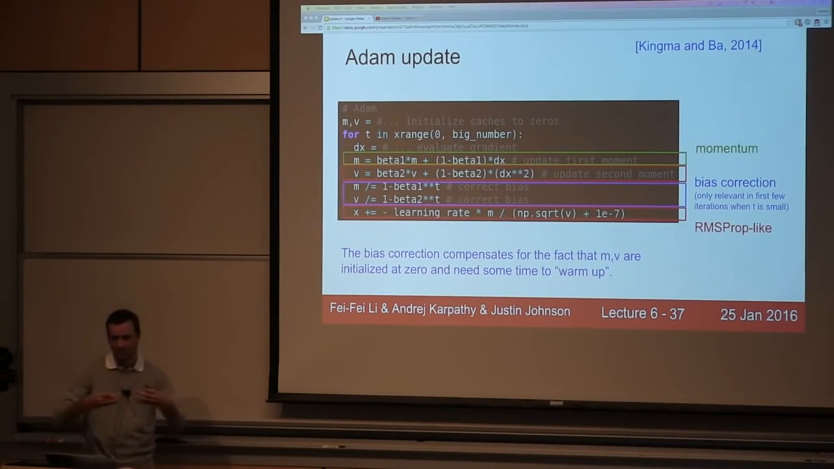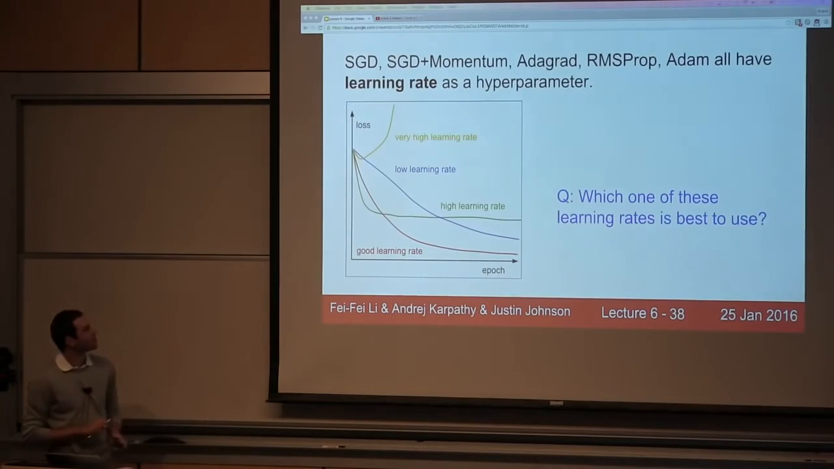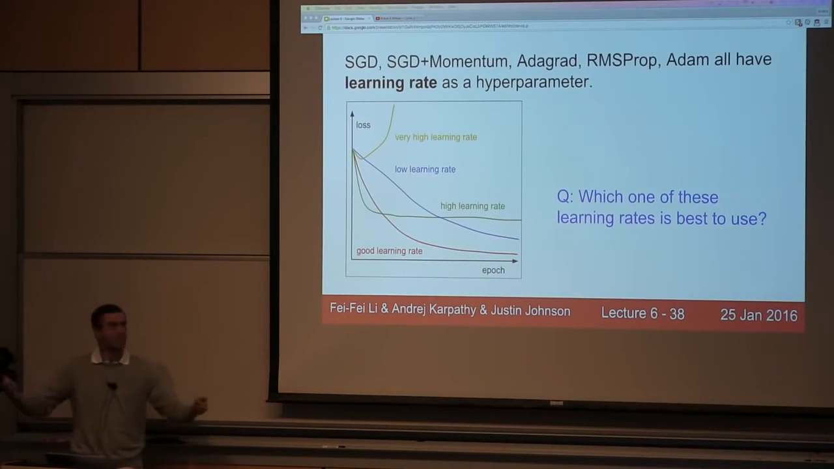And so it's done in the proper way in terms of the statistics of M and V. Okay? I don't want to go too much into that. Okay, so we talked about several different updates, and we saw that all of these updates have this learning rate parameter still there. And so I just wanted to briefly talk about the fact that all of these still require a learning rate, and we saw what happens with different choices of learning rates for all of these methods. The question I'd like to pose is, which one of these learning rates is best to use?